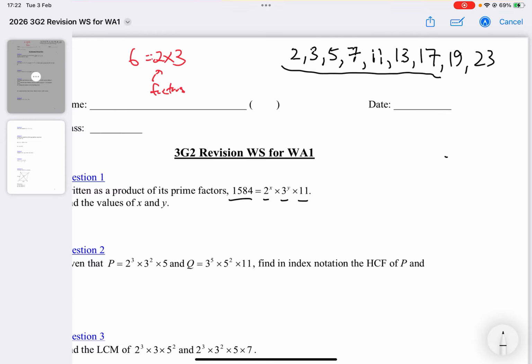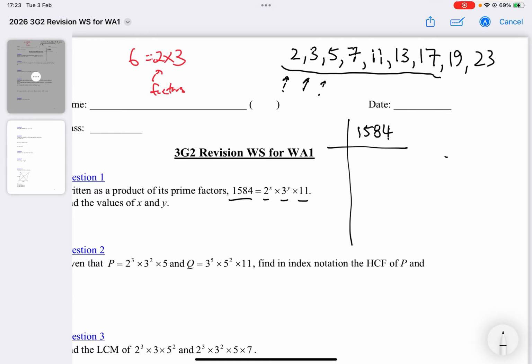Okay, then when we are doing prime factorization, we keep testing whether the number can divide by prime numbers or not, and then we always go from small to big. So if we start with 1584, there are 2 ways to present your answer. I think students usually like to do by ladder. Okay, so 1584, I try with the first smallest prime number, which is 2.